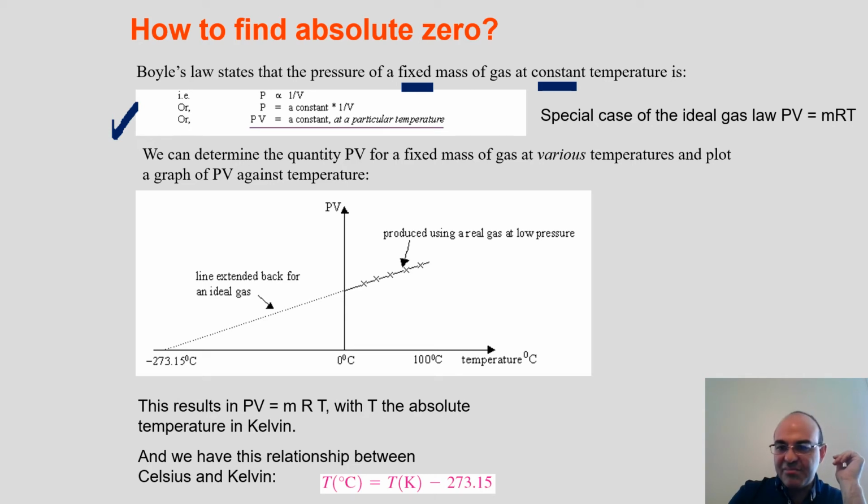If we compare it with the ideal gas law, where PV is equal to mRT, if temperature doesn't change and mass doesn't change, the ideal gas law also mandates that PV is a constant. So Boyle's law is basically a consequence of the ideal gas law. Okay, so now how to establish the Kelvin thermometer according to the following experiment.